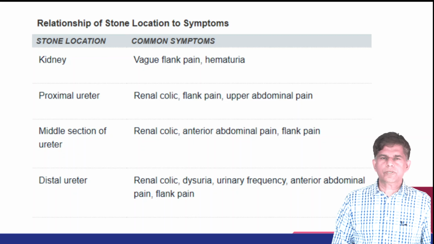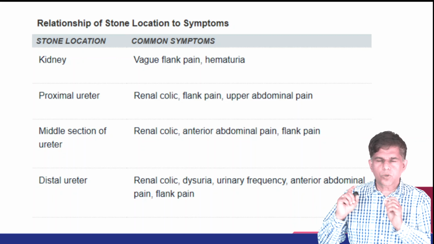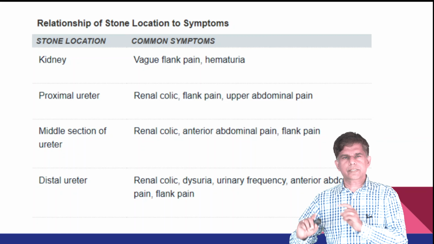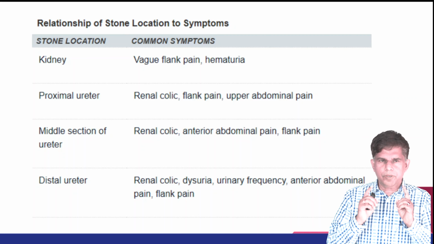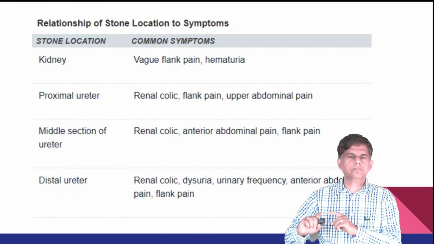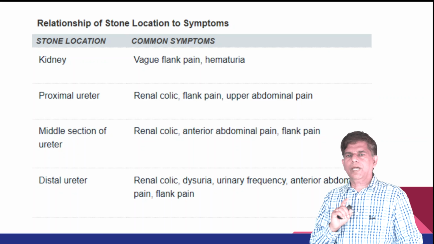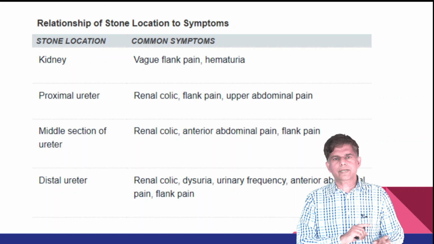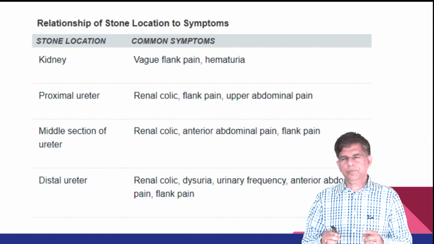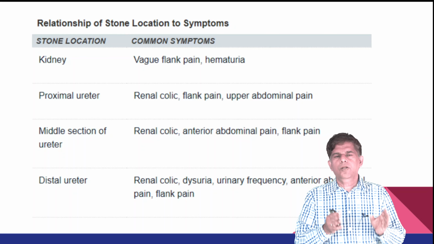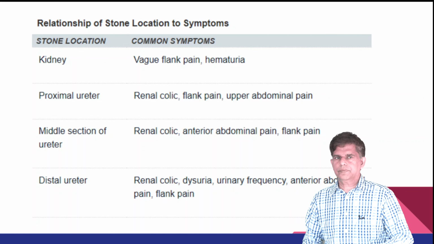Okay, now let's look at the relationship of the location of the stone and the pain and the symptoms. If it is in the kidney, vague flank pain, hematuria. Proximal ureter, you can have renal colic, flank pain, upper abdominal pain. The middle section of the ureter, you can have renal colic, anterior abdominal pain, and flank pain. And the distal ureter, you can have renal colic, dysuria, urinary frequency, anterior abdominal pain, and flank pain. So it's good to know, it depends upon the location of the stone, and the symptom presentation is slightly different, okay?